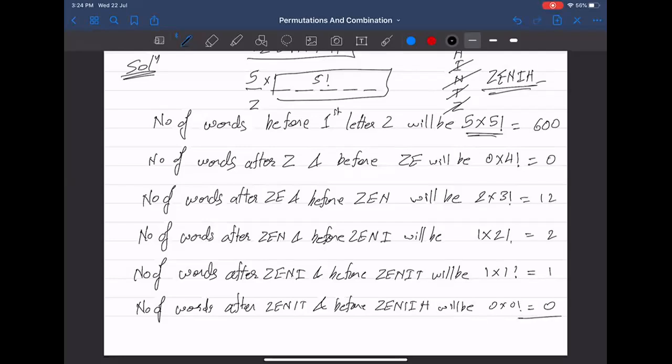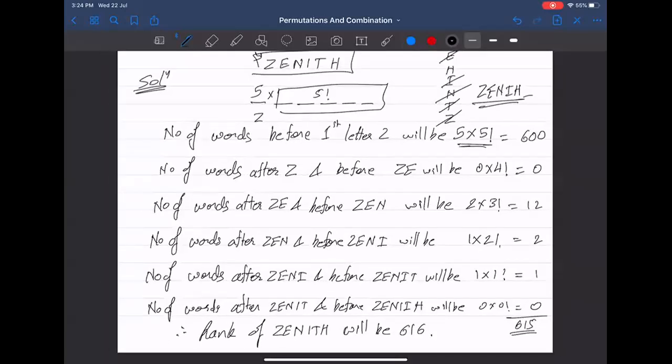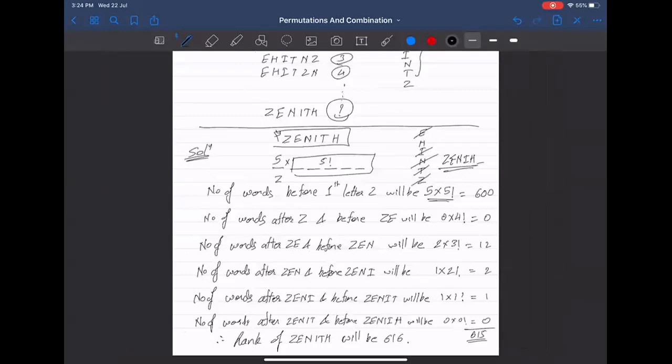Okay. Sorry, गलती. 12, 13, 14, 15. 615 words are before ZENITH. Therefore rank of ZENITH will be, oh my god, seriously इतना टफ था भाई. एक बार कंसेप्ट समझ में आया तो आप सम कर सकते हैं.